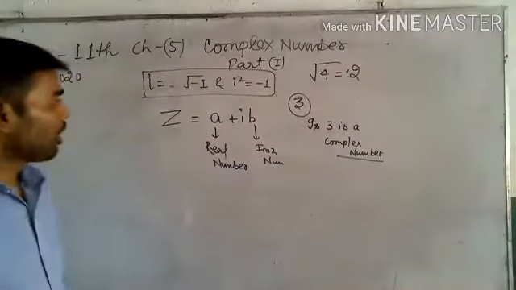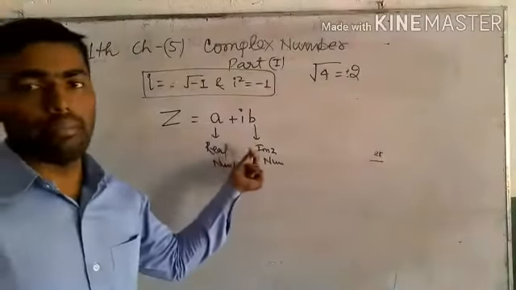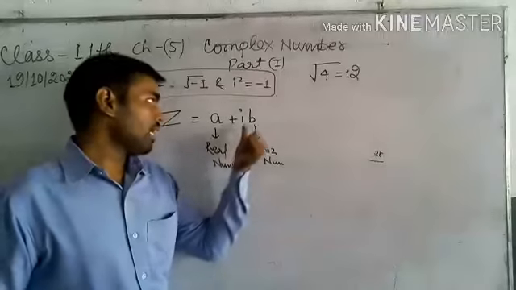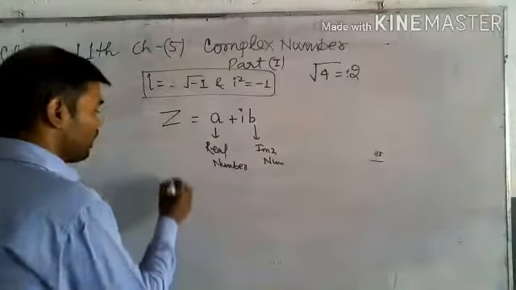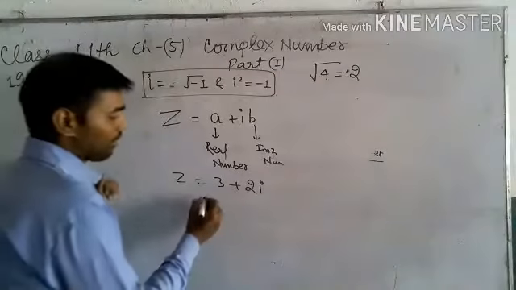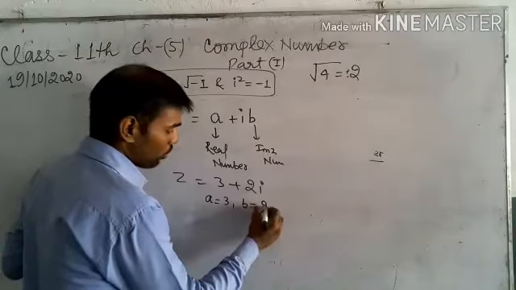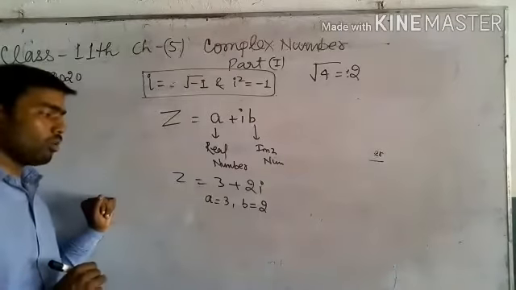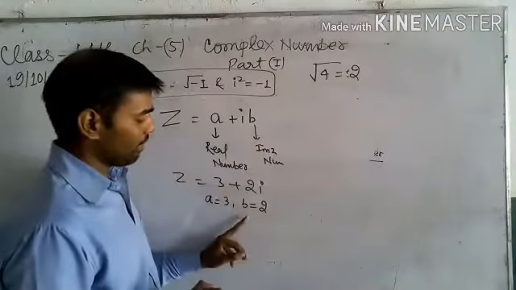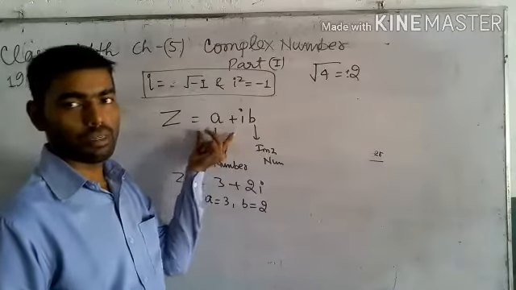So now Z is equal to a plus ib, where a is real and b is imaginary. Now Z is equal to 3 plus 2i. Here the value of a is equal to 3 and the value of b is equal to 2, by comparison with this complex number.